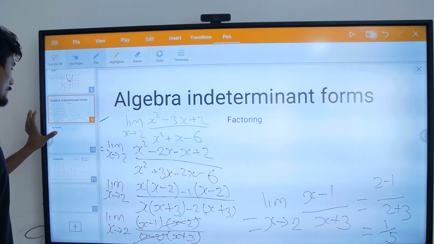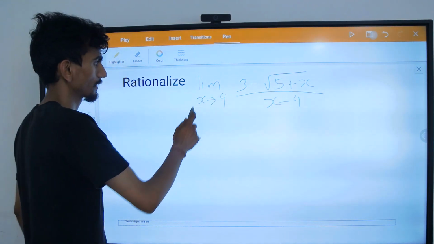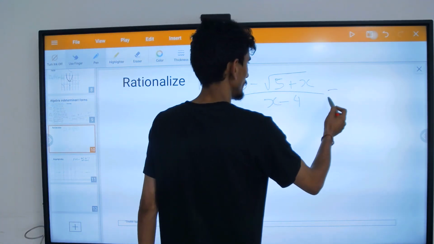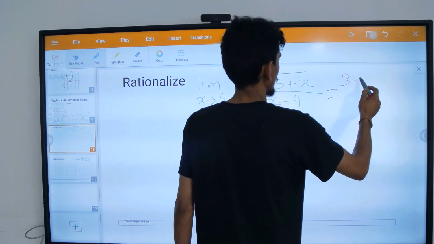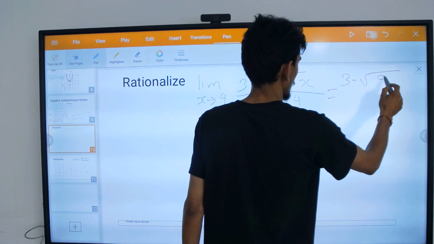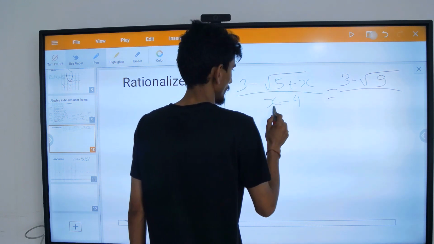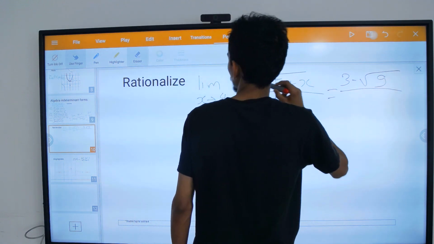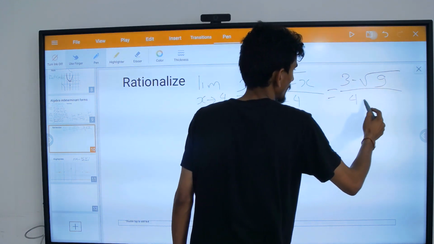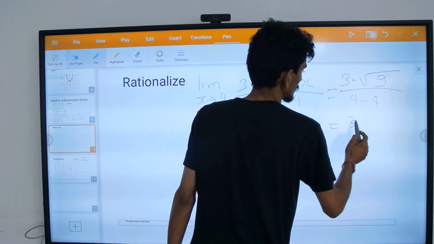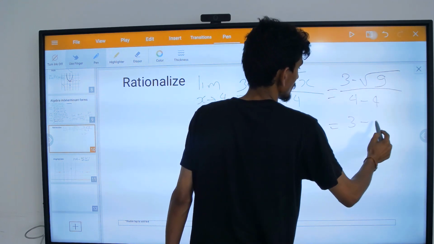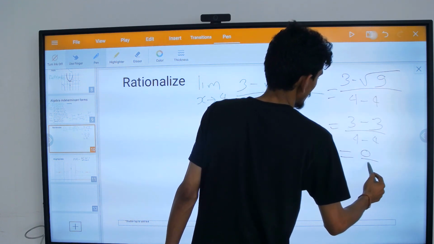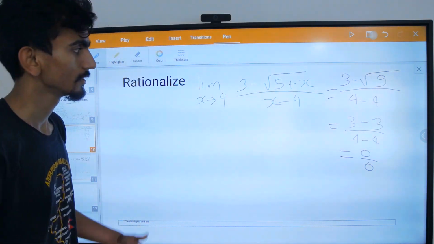Another way of finding the limit when there is an indeterminate form. For example, here, when we put the value of x as 4 in this function, we get 3 minus the root of 5 plus 4, that is root 9, divided by 4 minus 4. This is equal to 3 minus 3 divided by 4 minus 4, which is 0 divided by 0. So this is an indeterminate form.